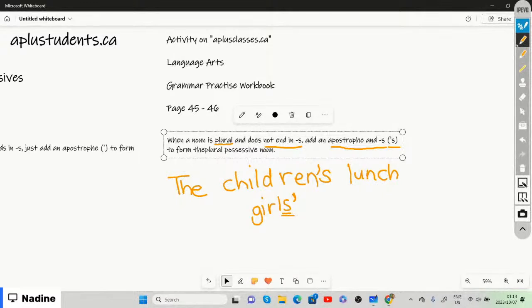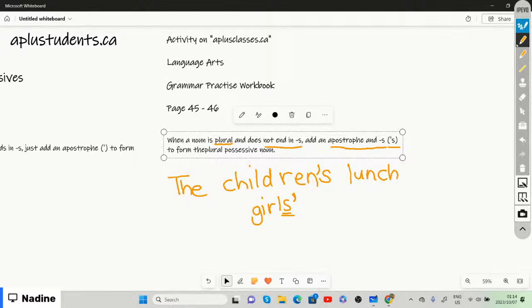So if we're referring to more than one person, animal, place, or thing, and the word does not end in S, then we put the apostrophe and the S. But if the plural form of that word ends in S, then we only add the apostrophe at the end, and that shows possession.